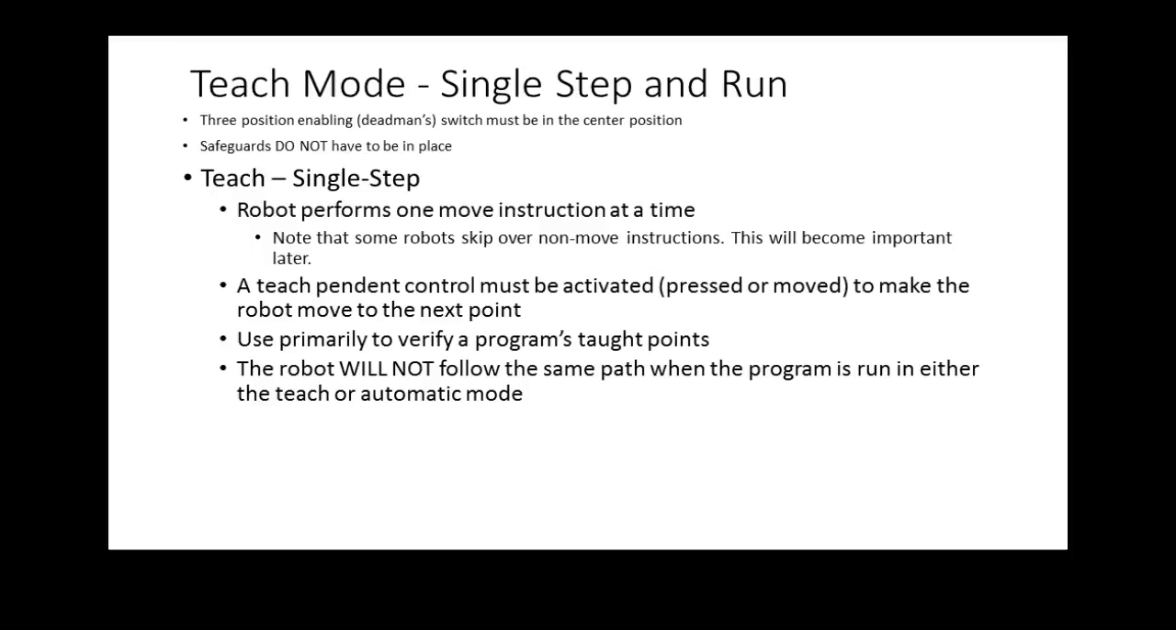So when we use single step, we're not verifying the path of the program. We're using that to verify points. Does that make sense?